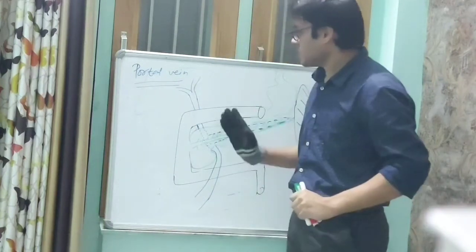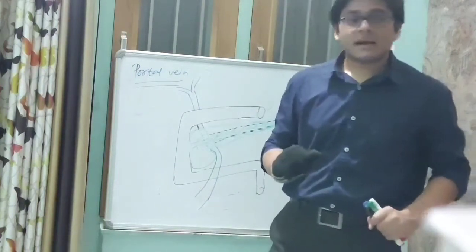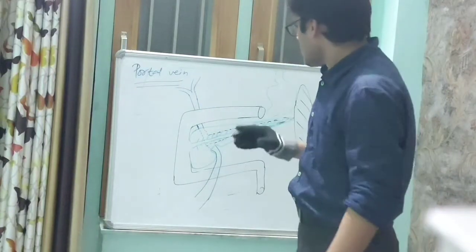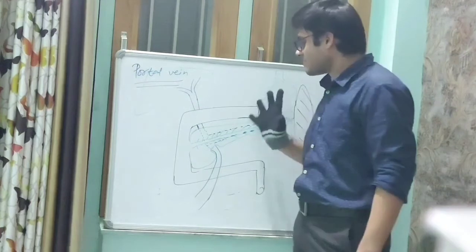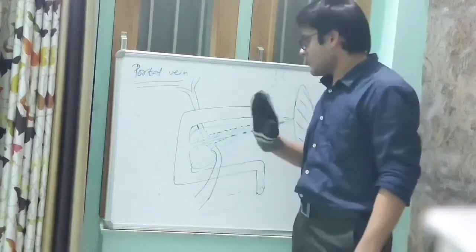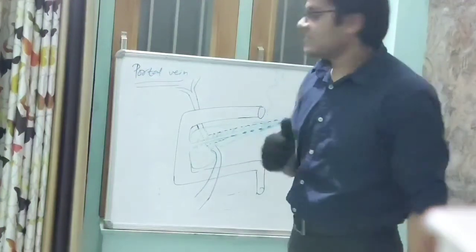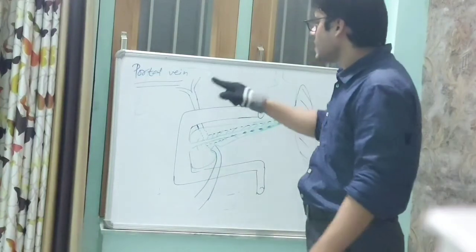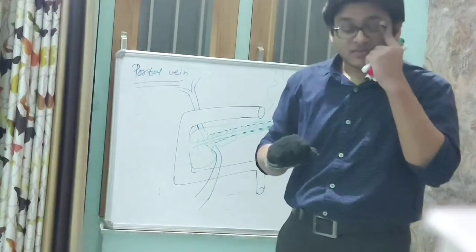This is the course, and it terminates by dividing into a left and a right branch in the porta hepatis. Origin, course and termination, we have discussed about its relation. Let's talk about its branches. So branches is a short right branch and a long left branch.